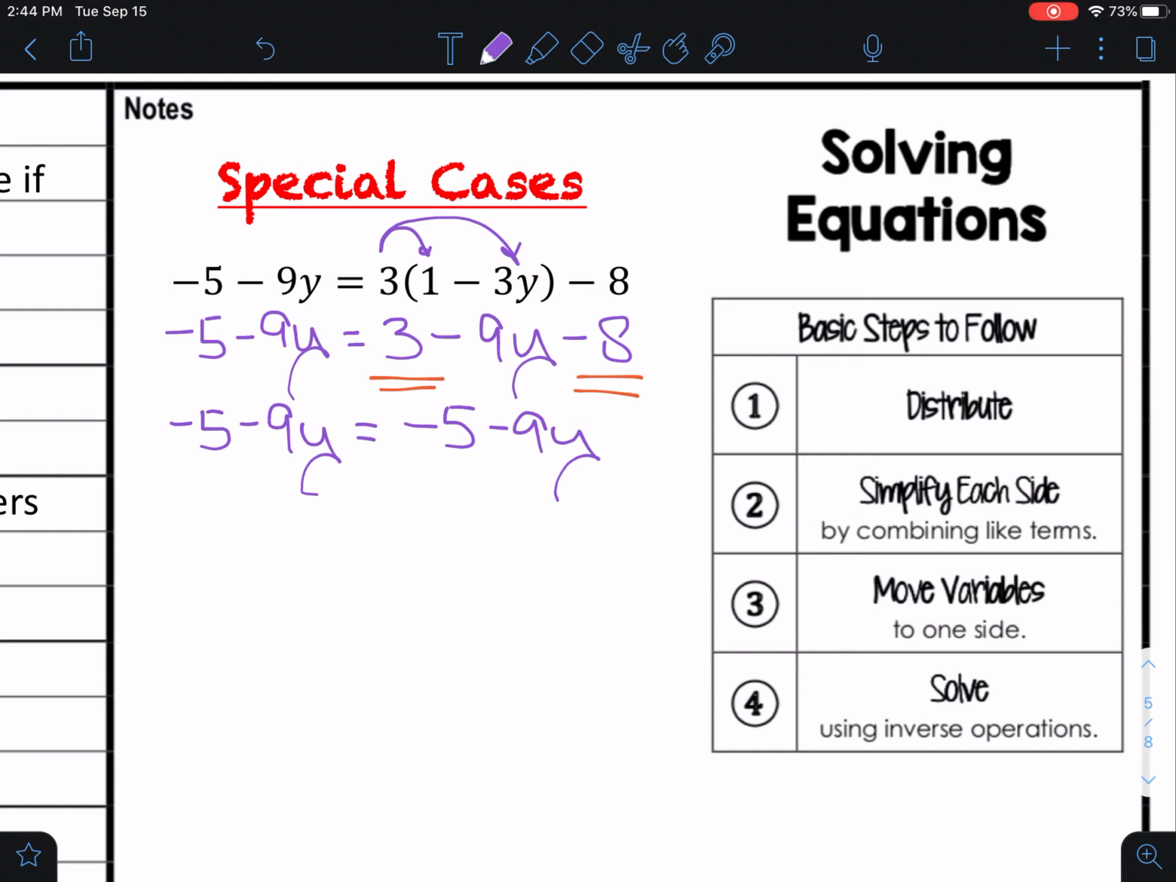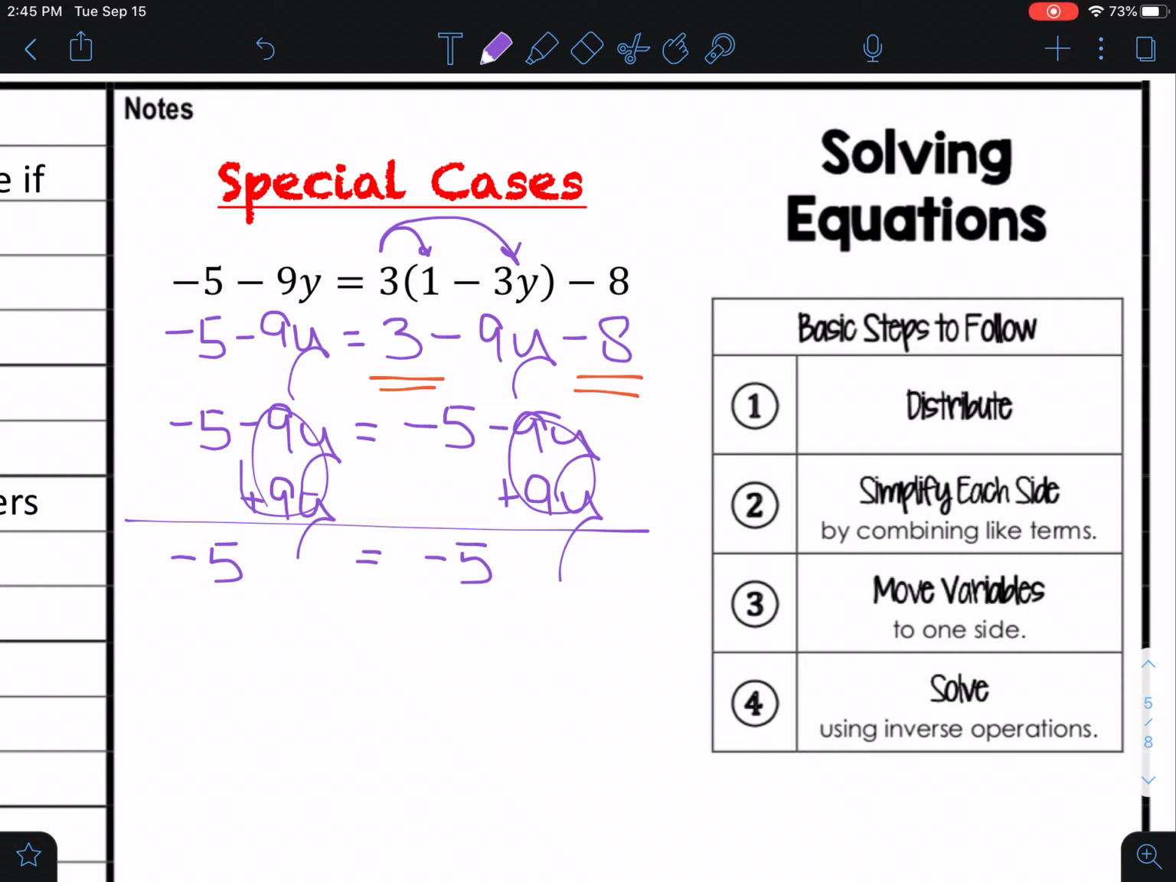Okay. So these cancel out and these cancel out. So I get negative 5 equals negative 5. Okay, so this time my variables drop out, but I get a true statement. Negative 5 does equal negative 5. So what the heck does this mean?